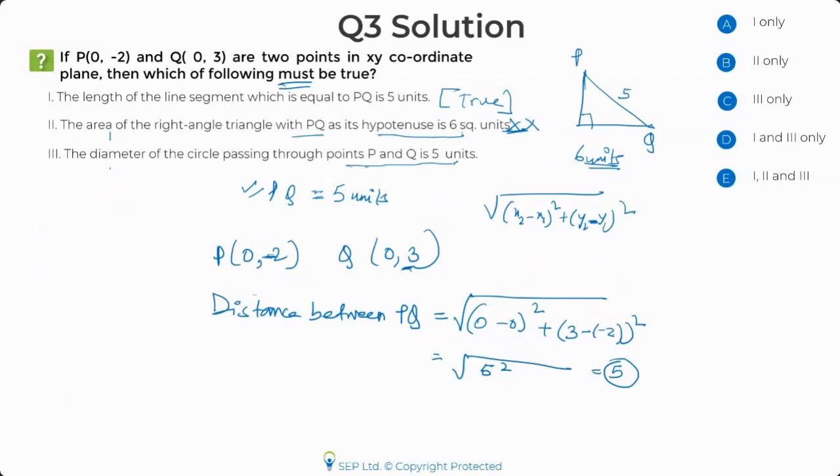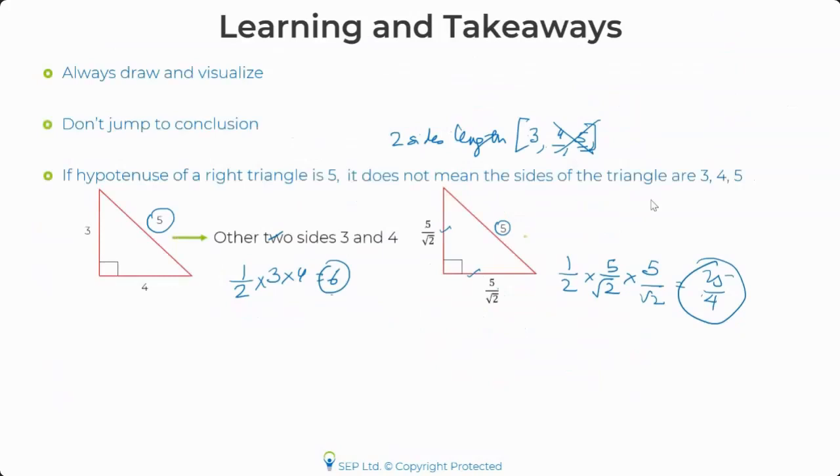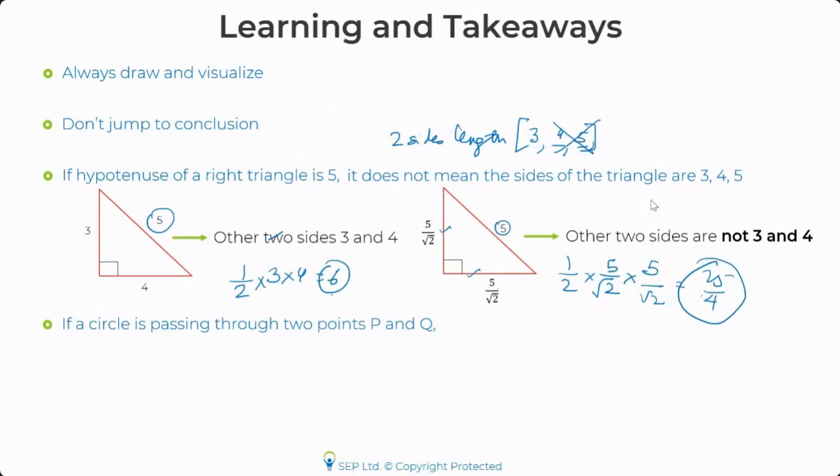And this is where visualization, I believe, comes into picture a lot. Okay. If a circle is passing through two points P and Q, it is not necessary that those two points will become the diameter of the circle. The statement is just asking you, is it always true that if the circle passes through the point P and Q, then that would be the diameter? Then the answer is no.